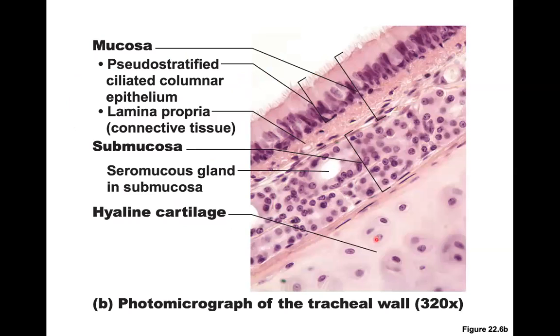And this is just looking at a histology slide. Here you can see the hyaline cartilage, so this would be the cartilage ring. We have the submucosal structure, and then here's the pseudostratified epithelium that is ciliated.